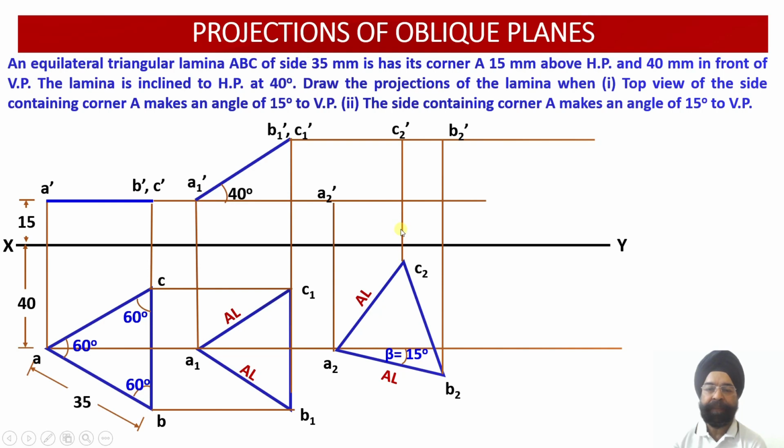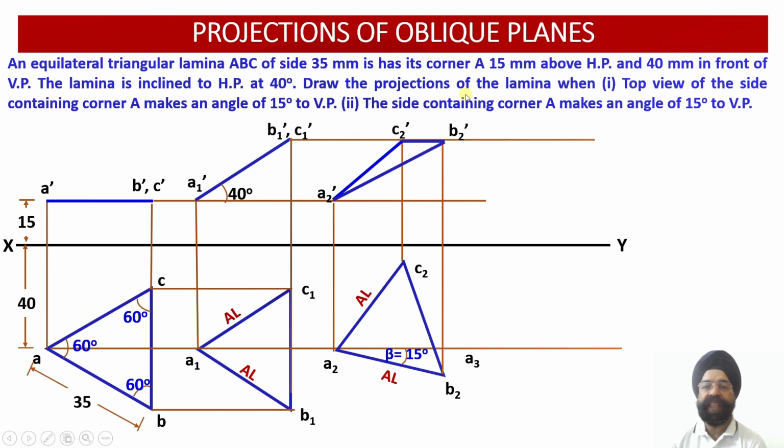Similarly, the third point, the vertical projector through C2 is drawn, and let it intersect with the horizontal projector which is coming through the point C1 dash. So having obtained these 3 points, now I can join all of them. So this is the apparent shape of the lamina in the front view. This is the apparent shape of the lamina which is obtained in the top view. So the first part of this problem has been completed.